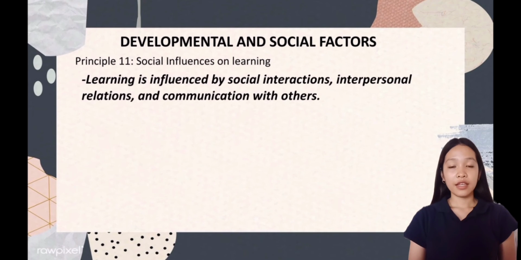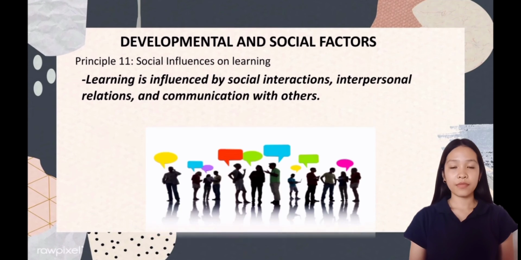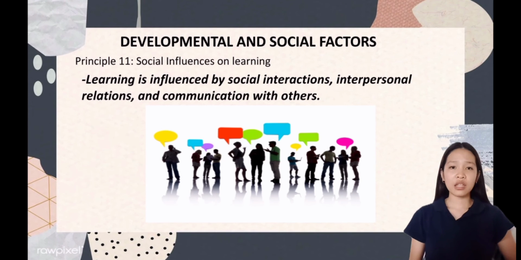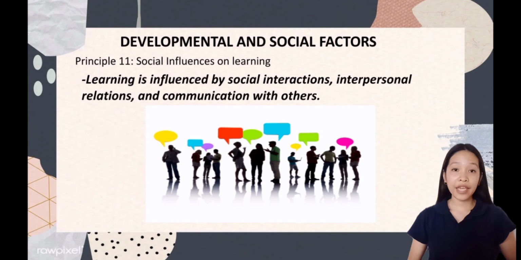Principle 11. It states that social influences on learning. Learning is influenced by social interactions, interpersonal relations, and communication with others. In social interactions, we learn from someone's experiences, their words, we get motivated.